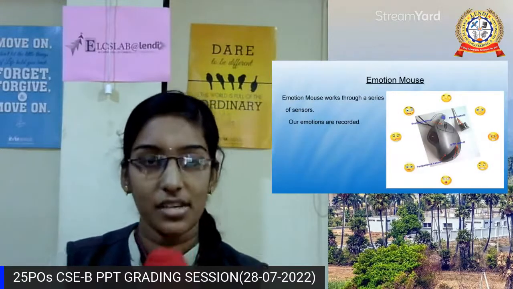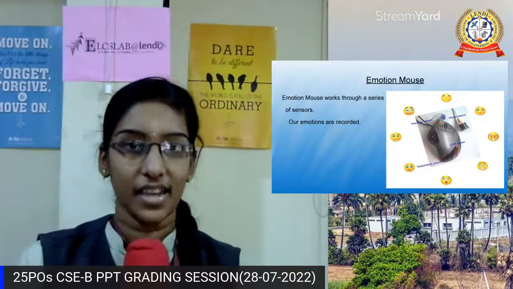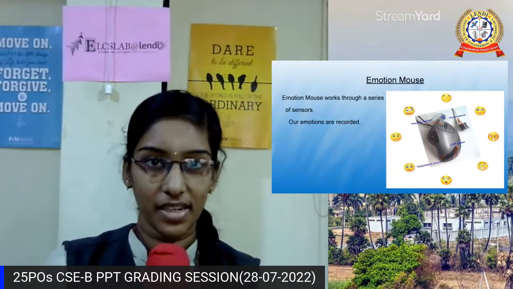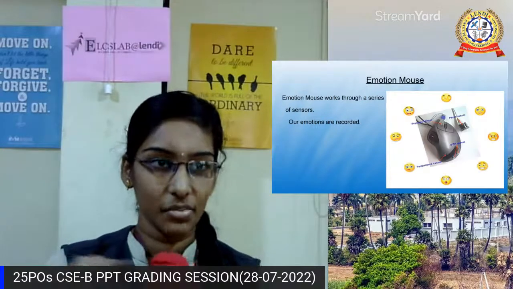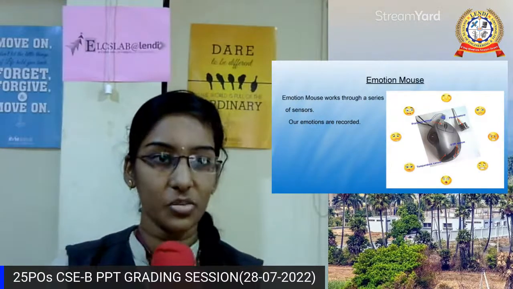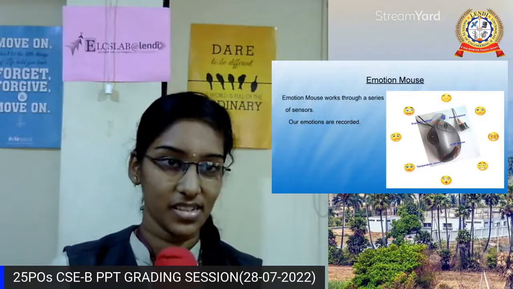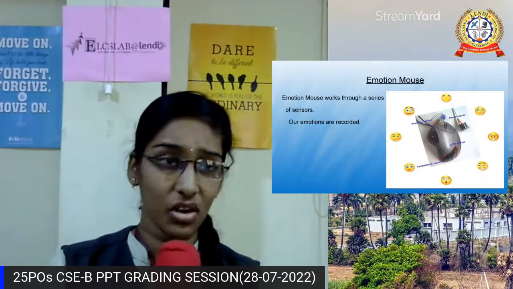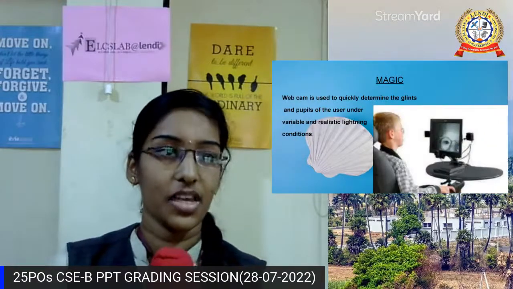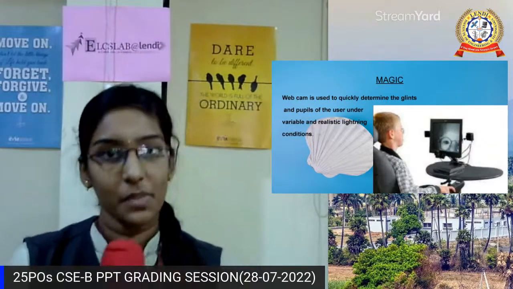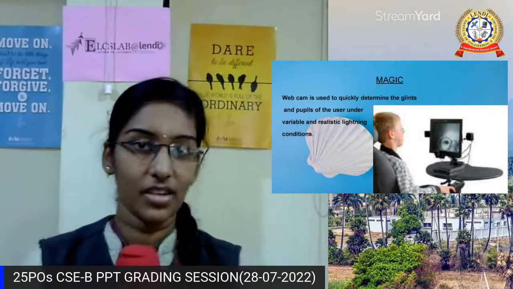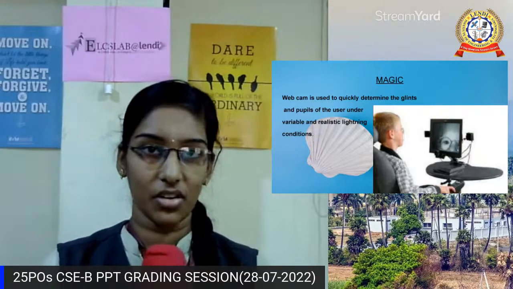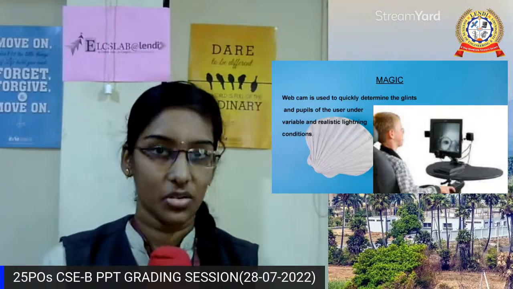So, the emotional mouse. It is a mouse which has some sensors in it. Just by tapping it, all our emotions will be recorded. Here you can see the emojis. It shows the human expressions and human sense. All this will be recorded in this emotional mouse. Magic, a webcam will be presented in front of us. Just by looking at it, by the movement of our eye, it records all our information and stores the data.